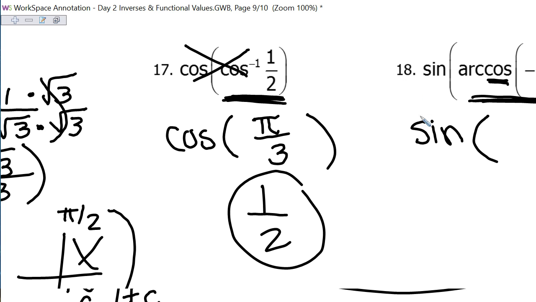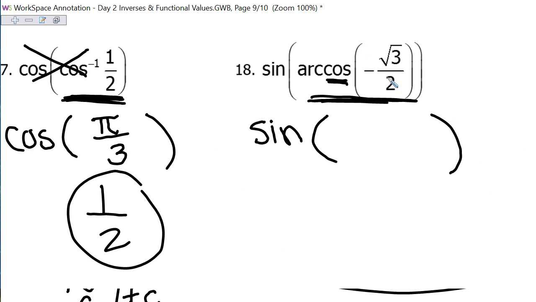Now again, we are only using the principal value. And cosine, where is cosine functional? 0 to pi. But if it's negative, I know it's not going to be quadrant 1. It has to be in quadrant 2. And what would that angle have to be? What's the reference angle? Pi over 6. So in quadrant 2, it would be 5 pi over 6.